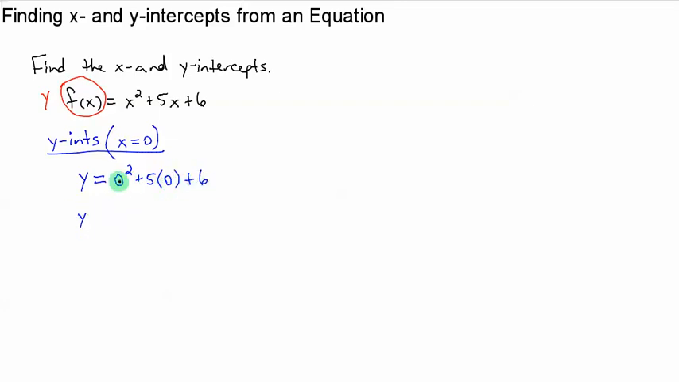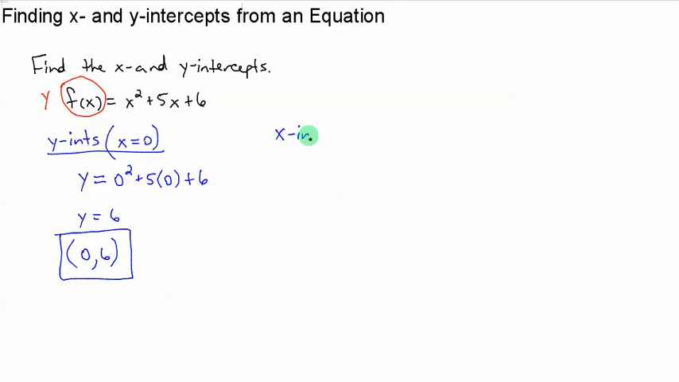Well, 0 squared is 0, 5 times 0 is 0, plus 6 is 6. So if x is 0, y is 6, so the ordered pair is (0, 6), because an ordered pair is x comma y. X is 0, y is 6, and you get one ordered pair for the y-intercept. So there's only one y-intercept.